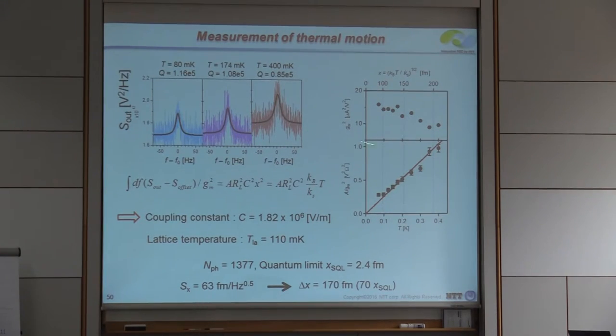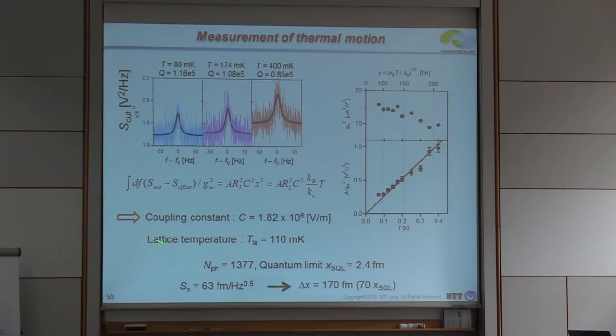And if you plot this area as a function of the temperature, taking into account the transconductance, which also has a temperature dependence, you can see a very nice linear dependence of this area as a function of temperature. So this corresponds to the equipartition theorem. It means that this area corresponds to the temperature. So we are sure that what we are observing is coming from the thermal fluctuation.